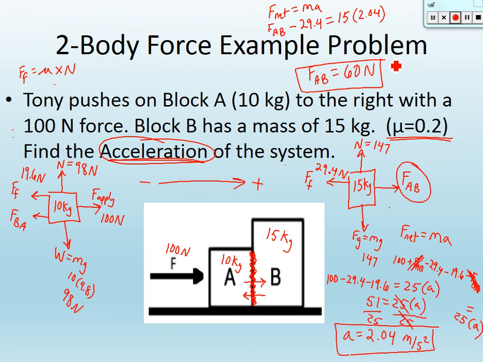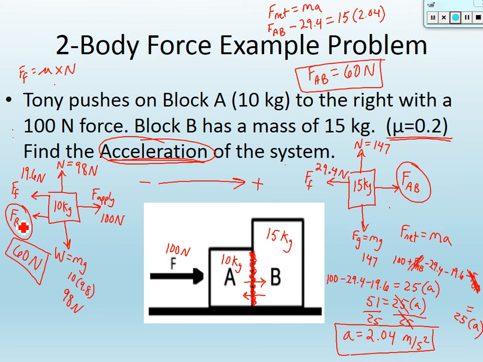Okay, now what if they asked you, what's the force that B puts on A? You could plug it in, but do we know it? If we know one of those, isn't this one going to be 60? Remember Newton's third law? For every action there's an equal but opposite. Is this one going to the left? Yeah, and the other contact force was going to the right. So this one's positive 60. This one would be a negative 60 if you were to plug it in.